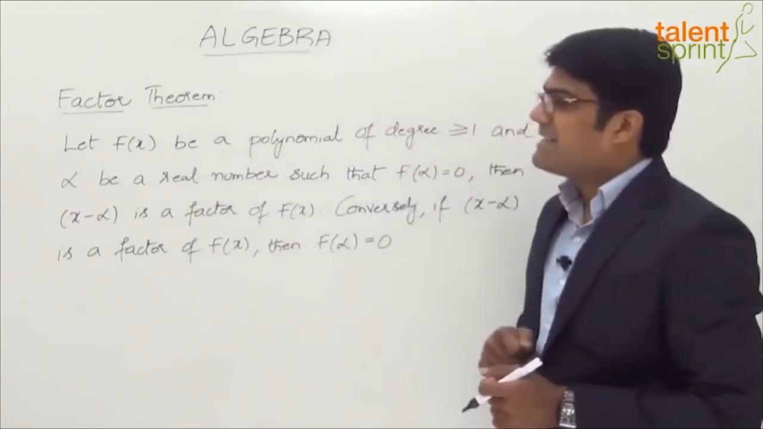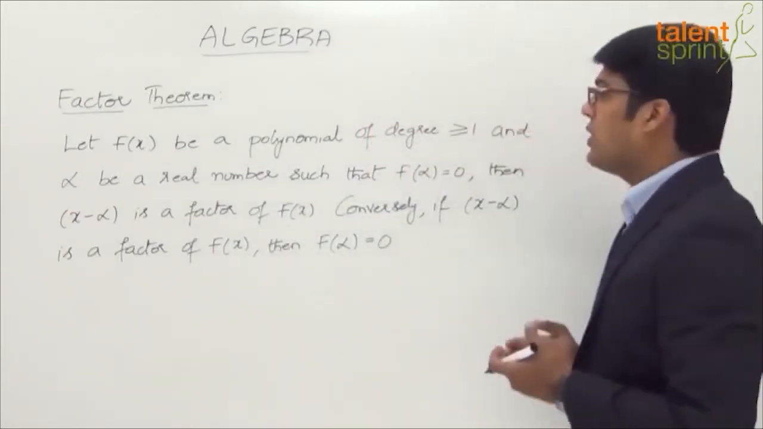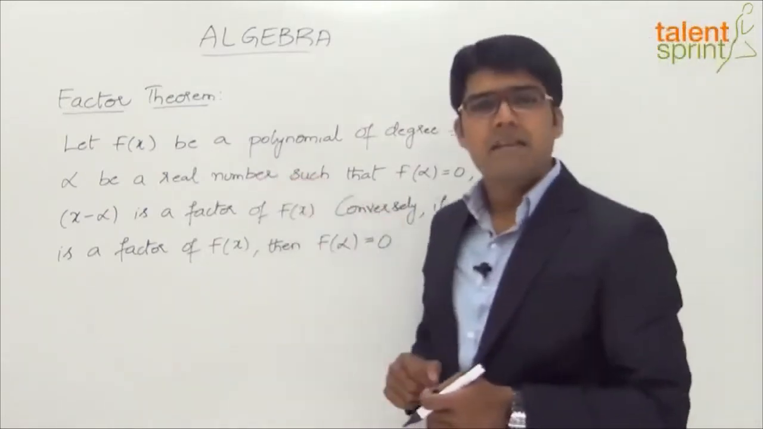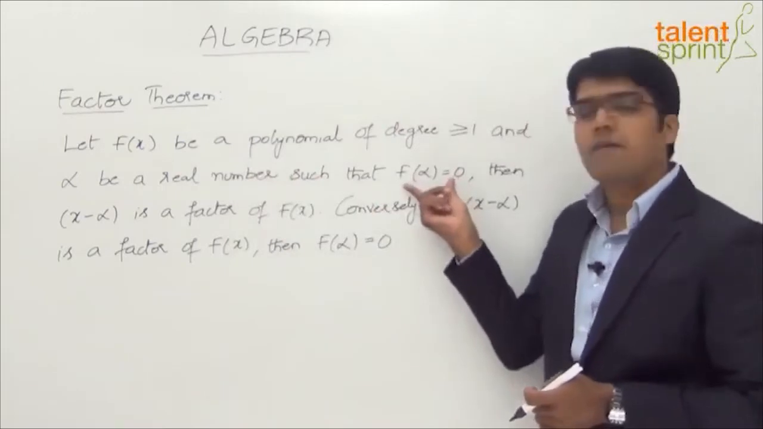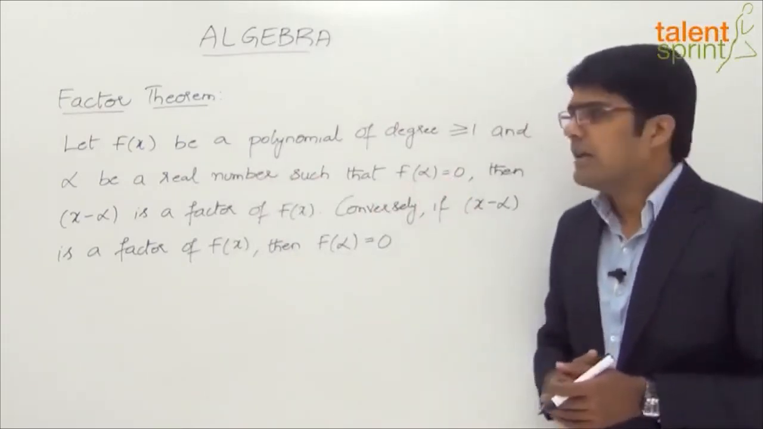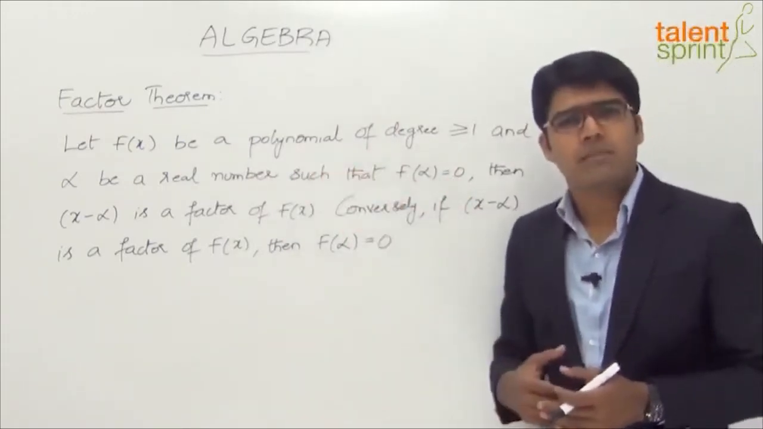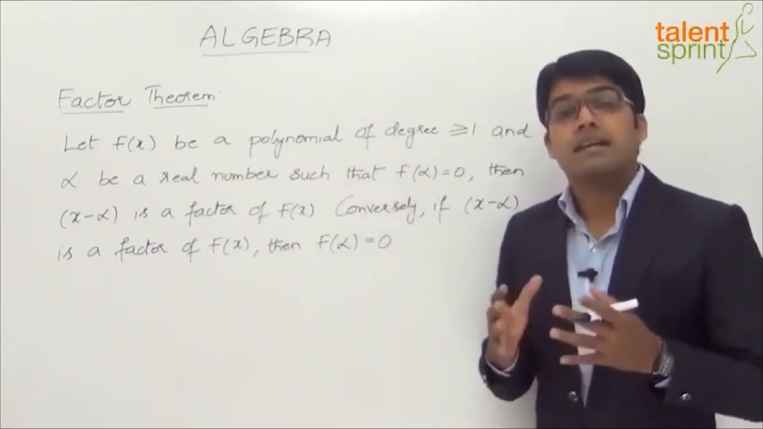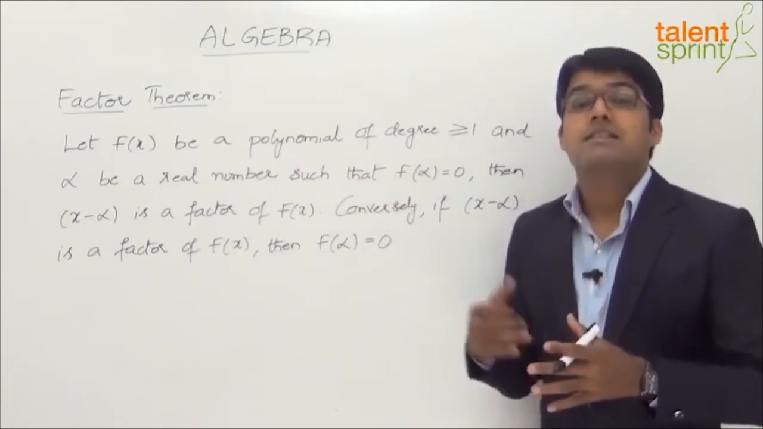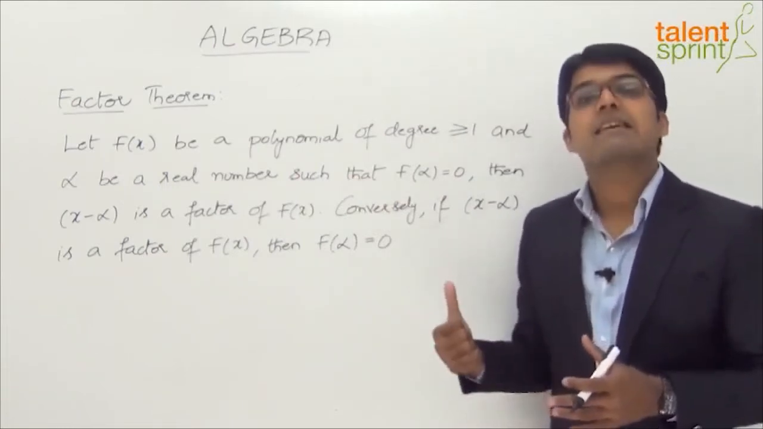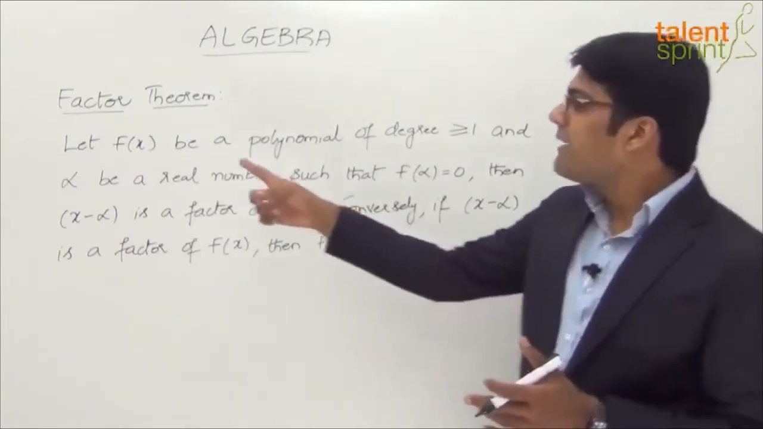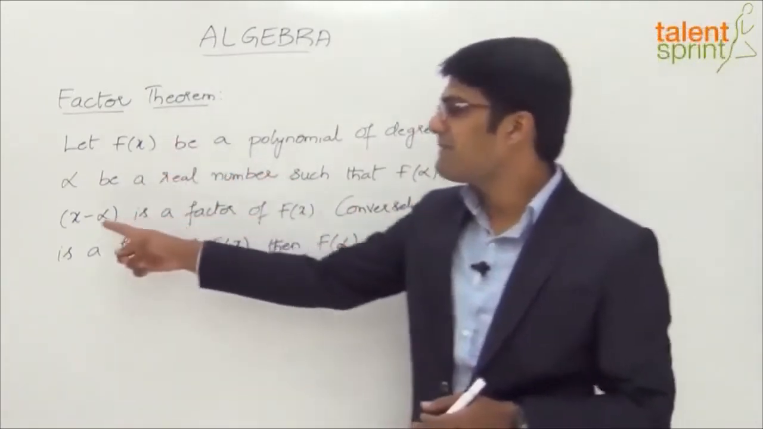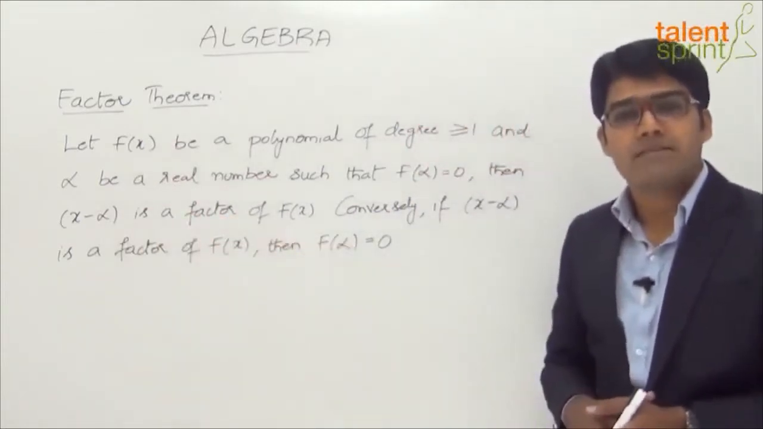Having learnt about the remainder theorem, let us now look at the factor theorem. The statement says that if f of x is a polynomial of degree greater than or equal to 1 and alpha is any real number such that f of alpha is equal to 0. Like in the earlier case, f of x is a polynomial of degree greater than or equal to 1 and alpha is a real number. But the condition here is f of alpha is equal to 0. In such a case, x minus alpha will be a factor of the polynomial f of x.